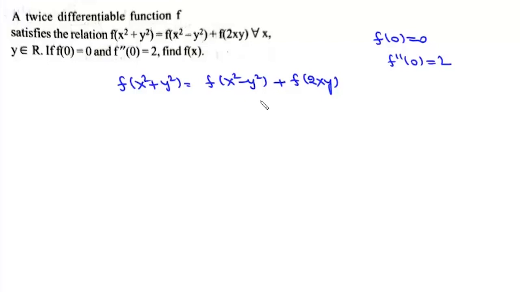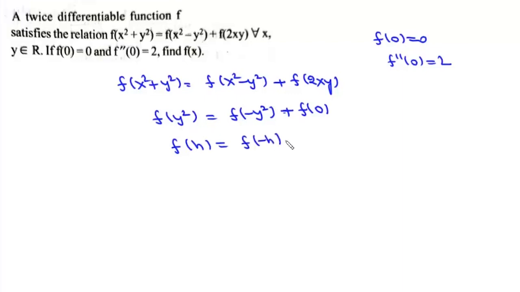Now if we put x as 0, then we can write f(y square) is equal to f(minus y square) plus f(0), and f(0) is 0. So from here we can say f(h) is equal to f(minus h). And since this function is differentiable, f dash will be equal to f dash 0, which is 0.